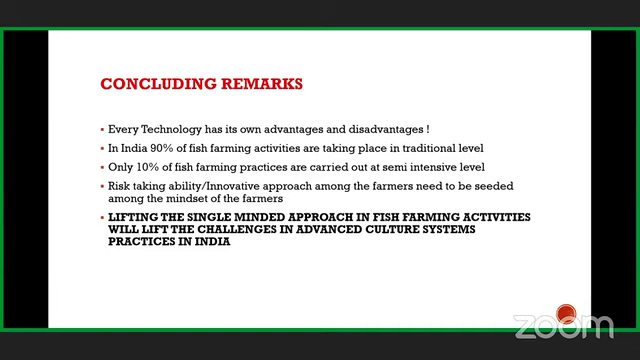Based on this, I would like to conclude my presentation with some remarks. Whatever technologies I showed, there are some advantages and some disadvantages. The cost benefit ratio needs to be understood. But the thing is that in India, 90% of fish farmers are still at a traditional level. When we talk of achieving a production of 22 million metric tons, still 90% of our production is coming from just a pond culture system.